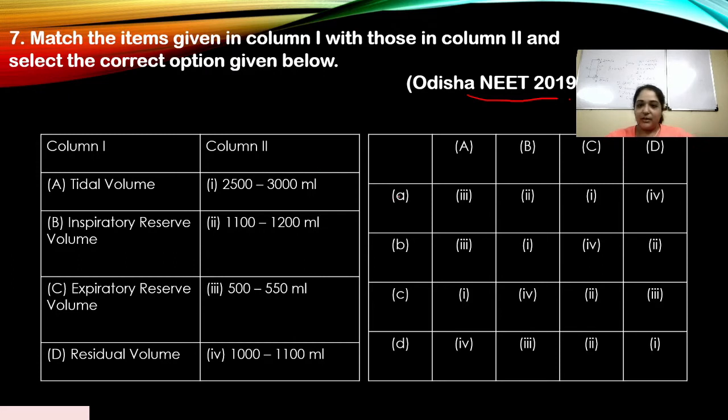Let's look at our options now. In option A, we have 3, 2, 1, 4. So A is matched with 3, B is matched with 2, C matched with 1, and D matched with 4. That is actually incorrect. But before I give you the right answer, it will be easier for me to explain it when you have the table in front of you. So the right answer is actually B.